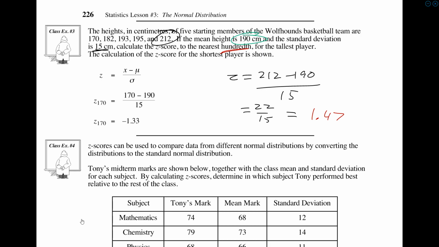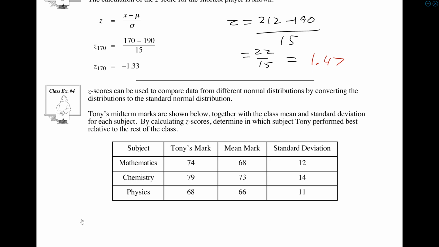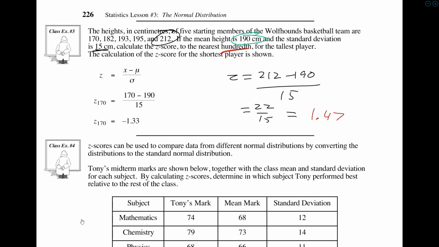For example, 76 minus 33 divided by a random number would be the difference. One divided by 2 is 0.5. In this case, we took our tallest player, subtracted the mean, and divided by the standard deviation. 170 is the smallest. So in this case, the range went from negative 1.33 Z-scores up to 1.47.